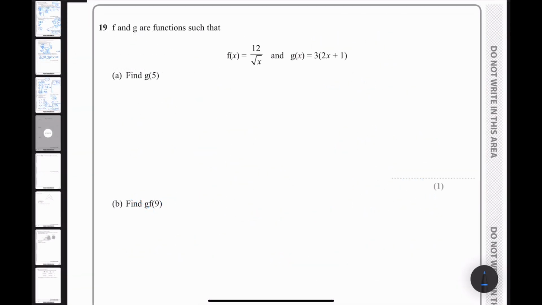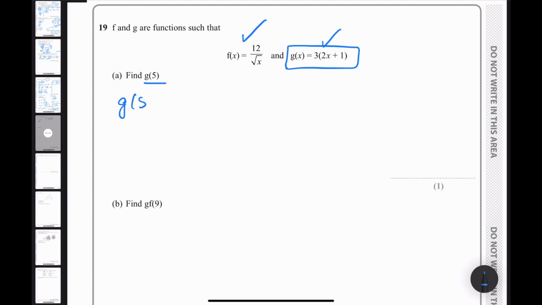Alright, so question number 19. It says f and g are functions such that f of x is equal to 12 over square root of x. g of x is equal to 3 times 2x plus 1. Find g of 5. So it's quite simple. We have to find out g of 5. So we'll take the function of g of x, and wherever we see x, we'll substitute 5 into that.